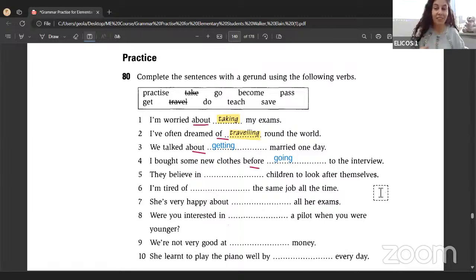Remember we said when you have two actions, and we did that in a few lessons before. When you're talking about one action that you did before another action, or another action that you did after another action. Remember those lessons before? So this one we could see that's what we did. We bought some clothes before going to the interview. Javiera, 5.